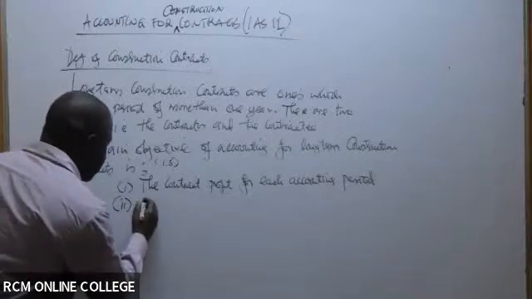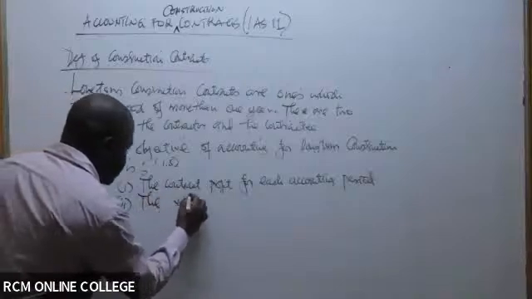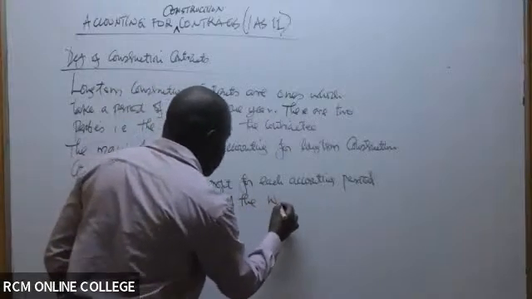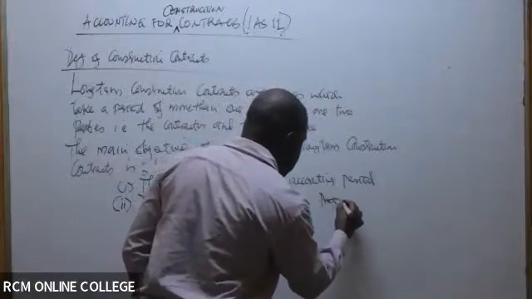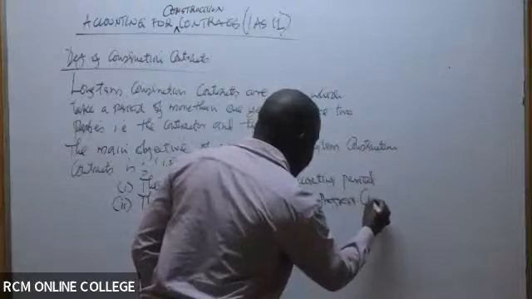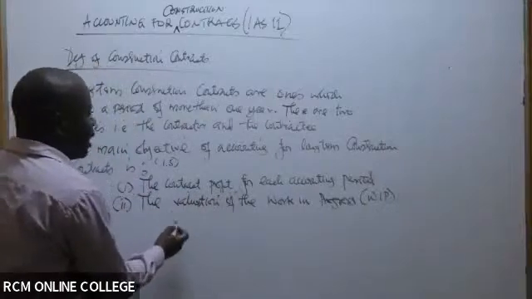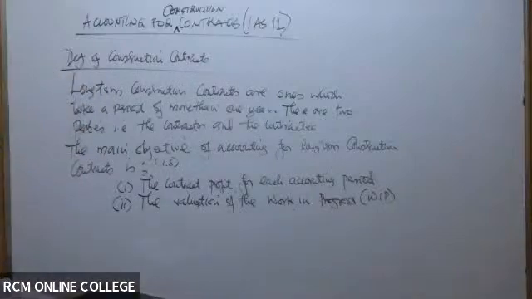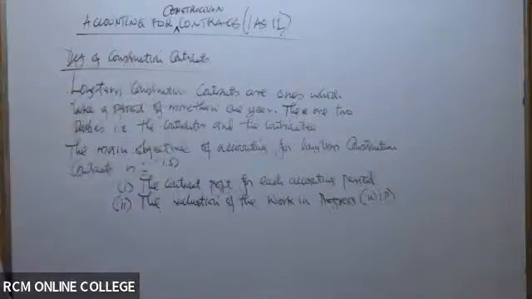So the main objective as to why we account for this contract is for us to get the evaluation of the work in progress, or what we call WIP. And of course, you're going to see how we determine this. So we'll see how you come up with the contract profit, and how you value the work in progress through the statement of financial performance or statement of financial position. So that is, in a nutshell, what we actually mean by a construction contract.